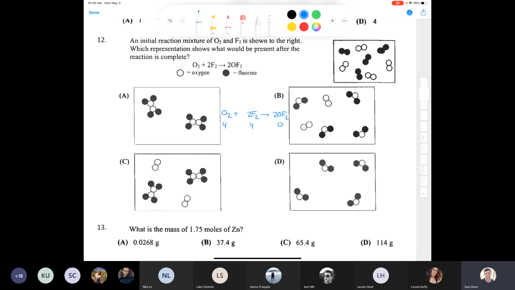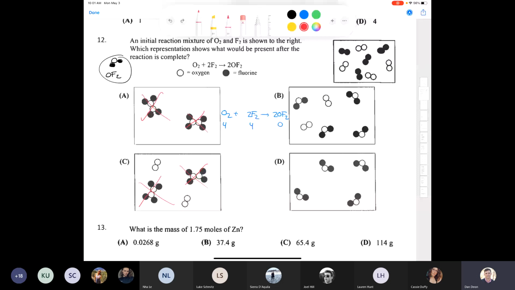What would the OF2 look like? Well, if the oxygen is a white sphere and the fluorine is a black sphere, it should look something like this, right? So that immediately, if this is our OF2 molecule here, then we can immediately get rid of this thing. I don't even know what that is, right? We can get rid of this guy too. So then it boils down between B and D. You can see that we have some OF2 molecules in both of them, but what's the difference? In B, we still have oxygen left over. Does that make sense? Okay, well, let's see.